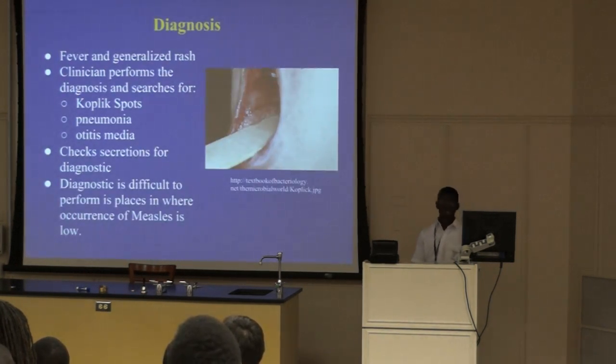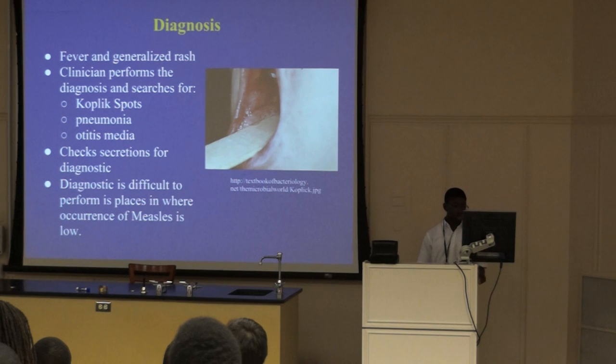Diagnosis. It's a fever and a generalized rash. The clinician performs the diagnosis. He or she has to be certified, and searches for Koplik spots, which are spots in the child's mouth. They also look for pneumonia or otitis media, which is inflammation in the middle ear. And the middle ear is right behind the eardrum. The diagnosis is difficult to perform in places where the occurrence of measles is low, like Europe, because there are no epidemics occurring.